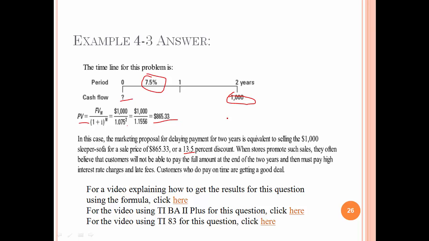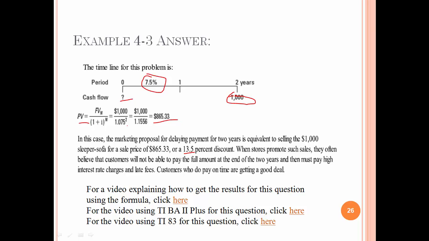Why would they do that? Because stores believe that a lot of customers actually will not be able to pay the full amount by the end, so they can charge a high interest rate and late fees. But customers who do pay on time are getting a good deal. So if you know you can come up with $1,000 in 2 years, then it's actually a pretty good deal, because it's like you're getting a 13.5% discount if you get this furniture now and pay $1,000 in 2 years.